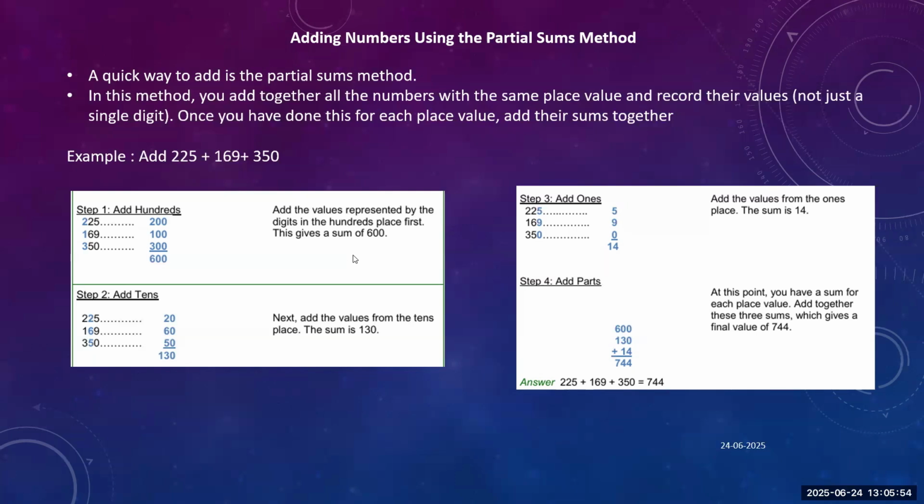When numbers are given, first add the hundreds position. Here the hundreds digits are 2, 1 and 3, meaning 200, 100 and 300. That gives you 600. Then add the tens position, the one in the middle. That is 20, 60, 50, which is 130. Then add the ones position: 5, 9, 0, that is 14. Now you have to add the parts. 600 plus 130 plus 14 gives 744.